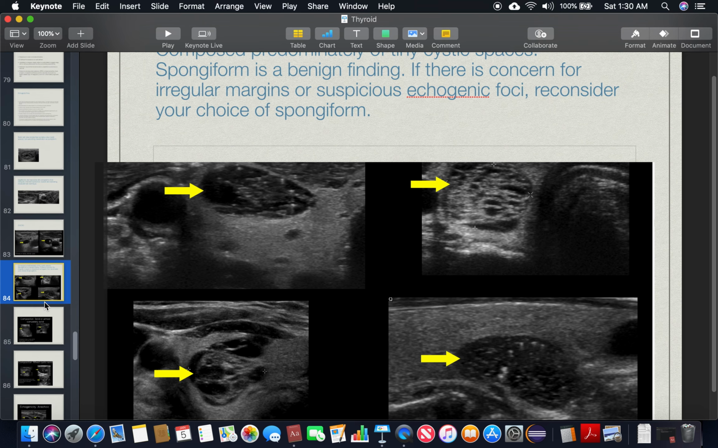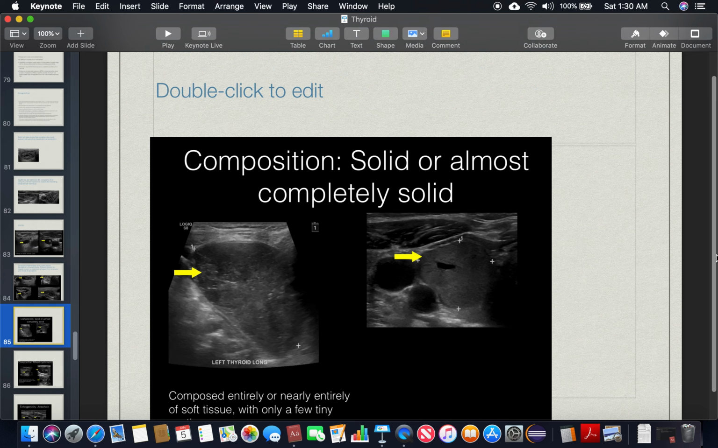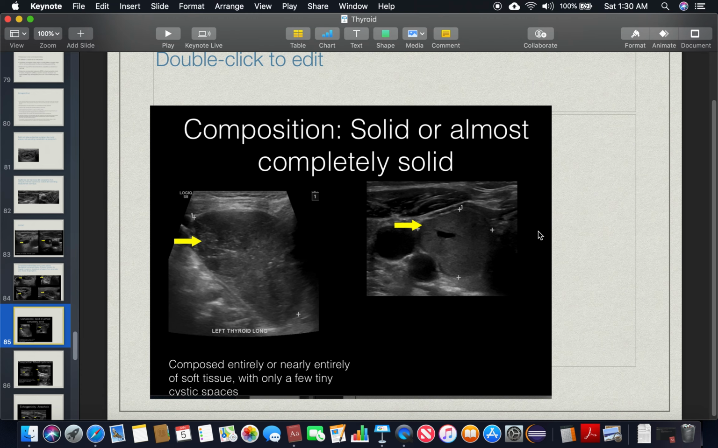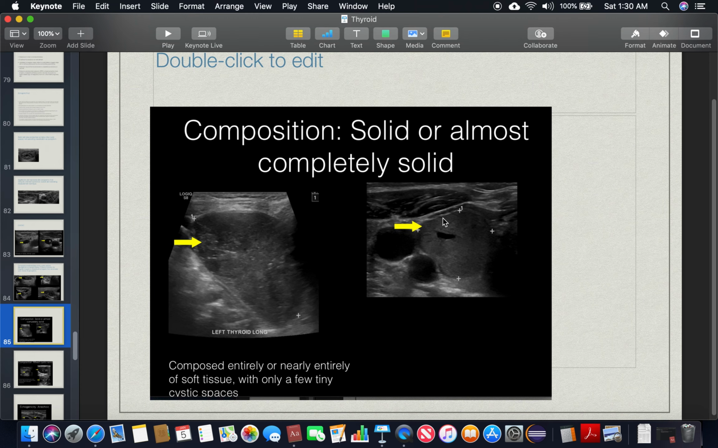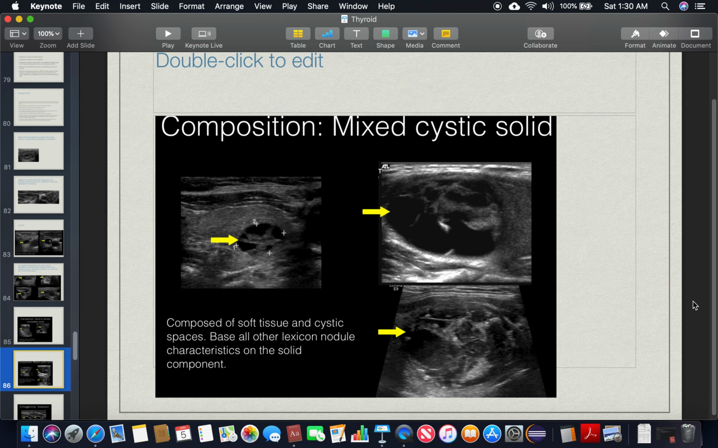Now, the next is solid or almost solid, where you see how this entire nodule is more or less solid except for this little part. This is completely solid, and so that is suspicious. Mixed cystic and solid, where you have some components which are solid like this one, and then you have the cystic component.